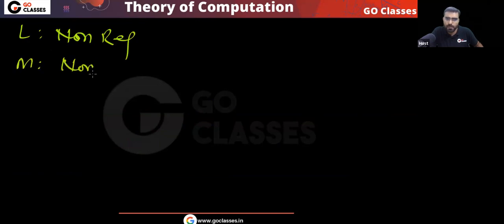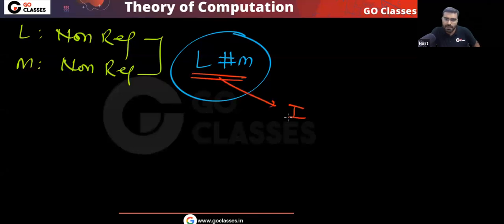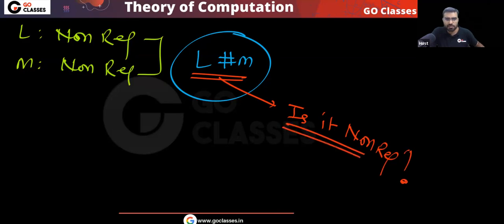So very simple. We are learning closure properties of non-regular languages. You have two non-regular languages: L is non-regular, also M is non-regular. On these languages you apply some operation, and then you ask, is it regular or is it non-regular? Will this result always be non-regular? This is the question.